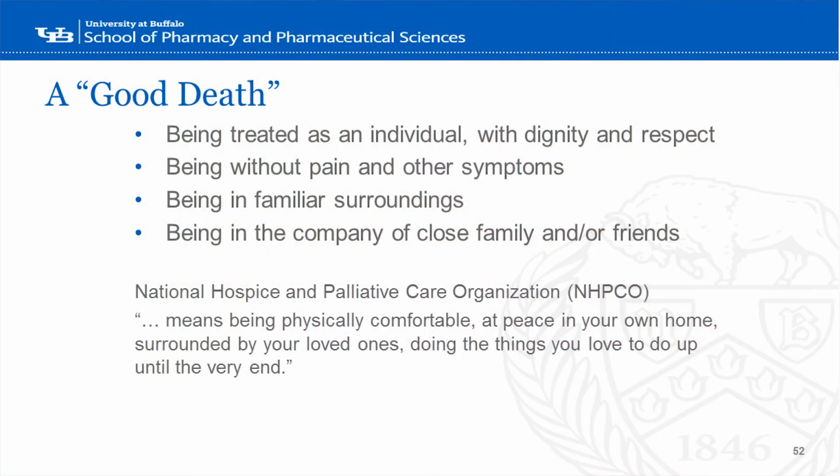So finally, to summarize, when we're looking at patients in palliative and hospice care, one of the goals that we want to achieve is what's called a good death. It's being treated as an individual with dignity and respect, being without pain or other symptoms, being in familiar surroundings, and being in the company of close family or friends. The National Hospice and Palliative Care Organization states this means being physically comfortable, at peace in your own home, surrounded by your loved ones, and doing the things that you love to do up to the very end.